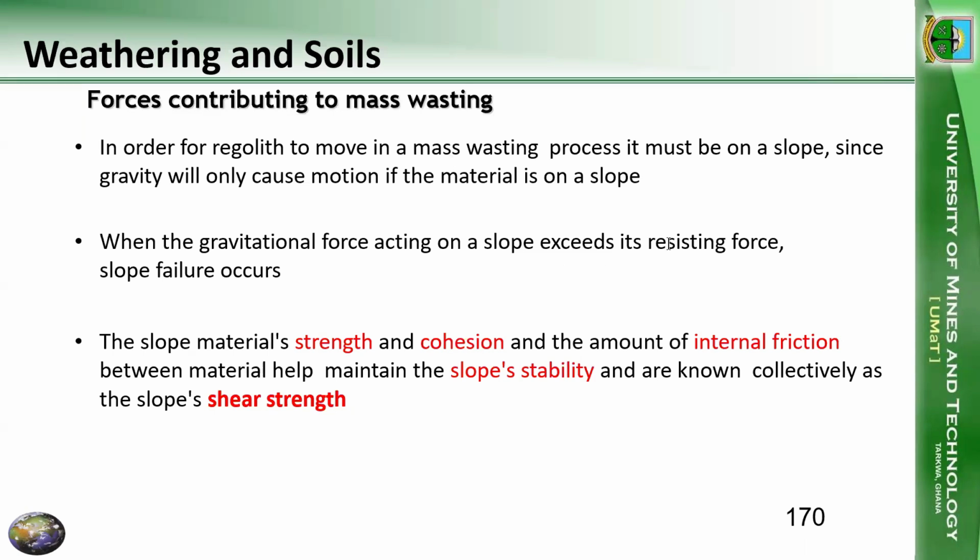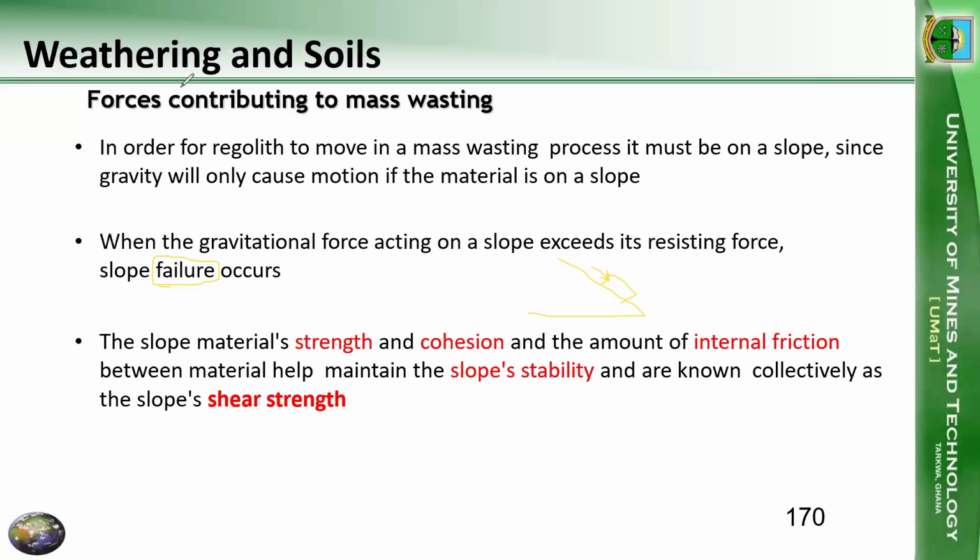So we have a slope, all right? We have a slope, and then we have the material on the slope. If the force of gravity exceeds the resisting force here, then it means that the material will move downwards, and then we say failure has occurred. Failure means total loss of integrity in the material. That's failure in geotechnical engineering. When we say a material has failed, it means that the material has basically lost integrity. It has collapsed. All right.